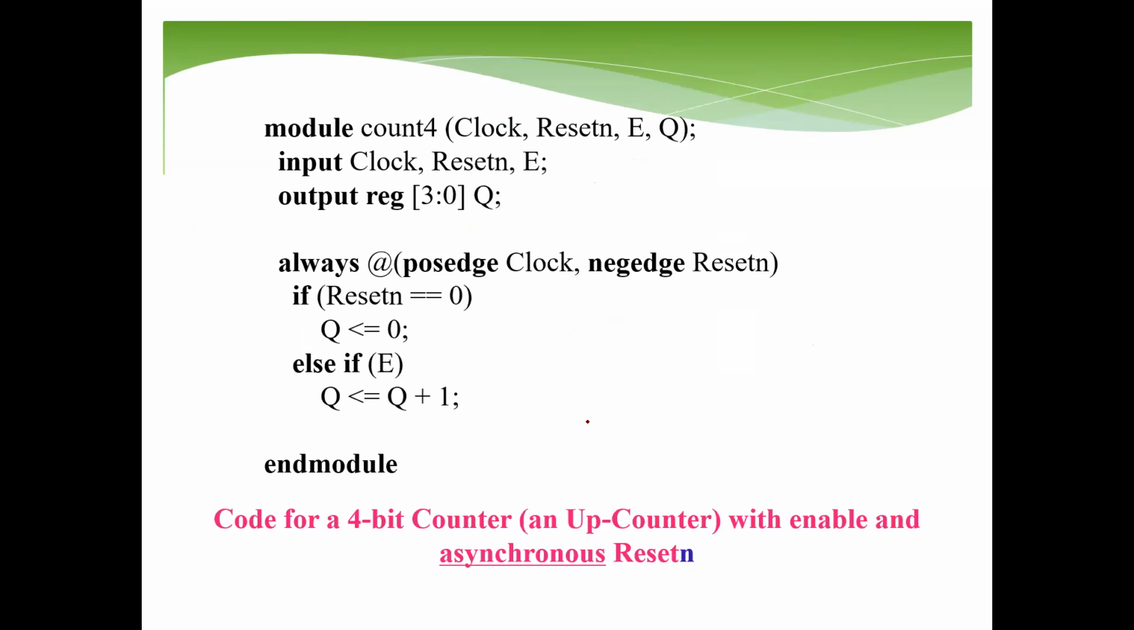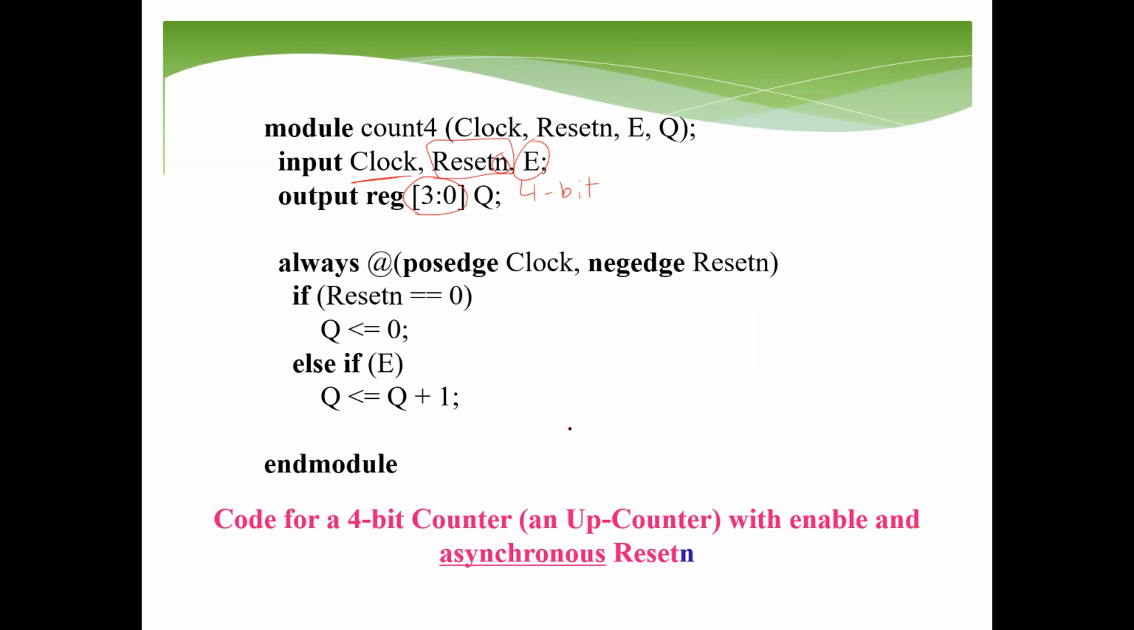This is the same code, but it's not a general code. This is for a 4-bit counter. If you read this part, the output is declared from 3 to 0. That means this is 4-bit. Of course, we have a clock signal. Now here I have a reset n, and we said as a convention, n means an active low signal. And we'll also have a count enable signal.